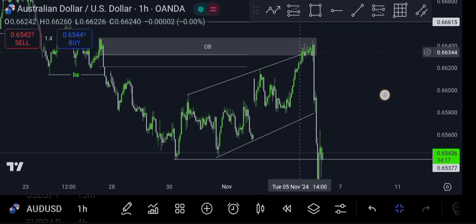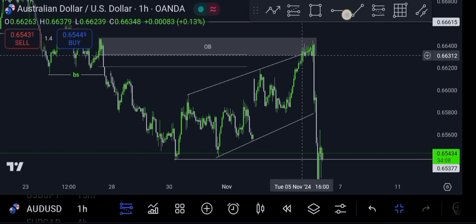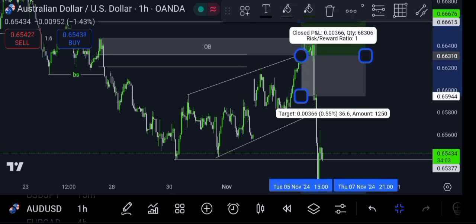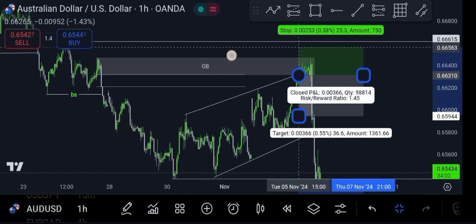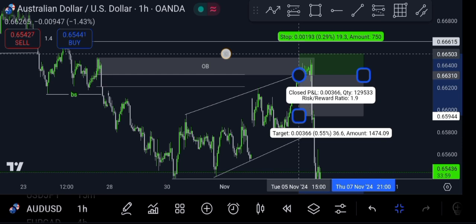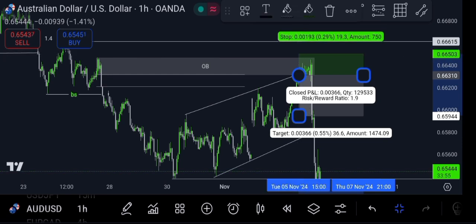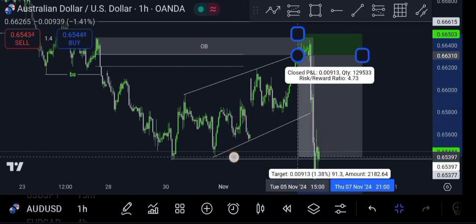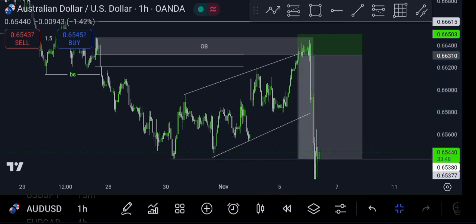So I was anticipating a third touch here. When price was around here, I was already in, guys. Boom. And my stop loss was a little bit above this high. I think it was 19 pips stop loss, and my TP was this low down below here.